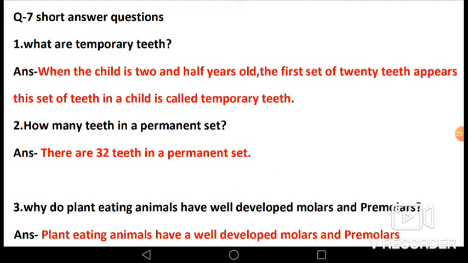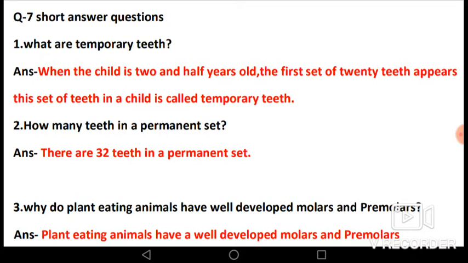Now let's understand short question answers. First, what are temporary teeth? As we know, there are 2 sets of teeth. First, temporary teeth, which is also called primary teeth, baby teeth or milk teeth. And the second type of set is permanent teeth. Now let's see what are temporary teeth.